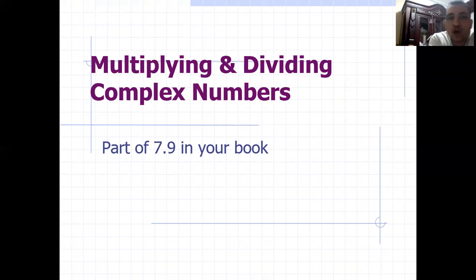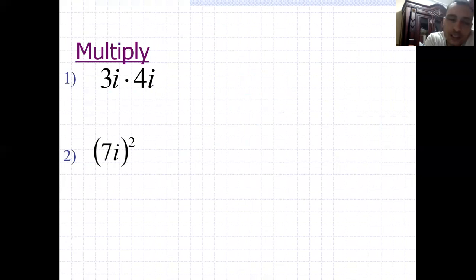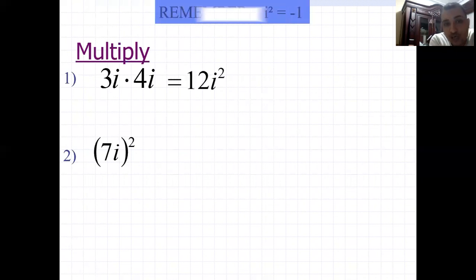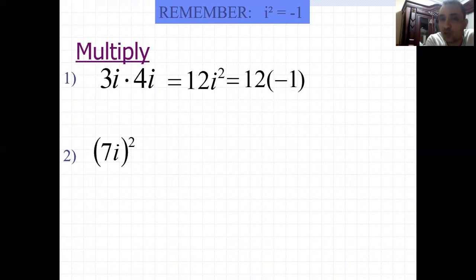multiplying and dividing complex numbers. Like if I ask you to multiply 3i by 4i, we will multiply 3 by 4, it will be 12, and i times i equals i squared. So 12i squared. Now we know that i squared equals negative 1. So the answer will be 12 times negative 1, or negative 12.